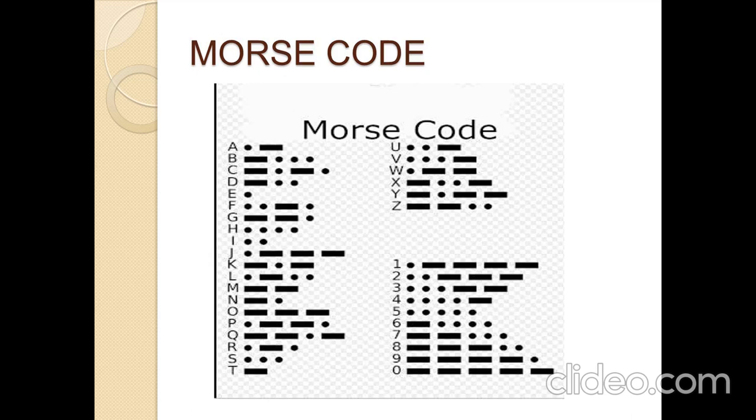For S, did. For T, da. For U, did da. For V, did da. For W, did da. For X, da did da. For Y, da did da. For Z, da did. In the same way for the numbers also.